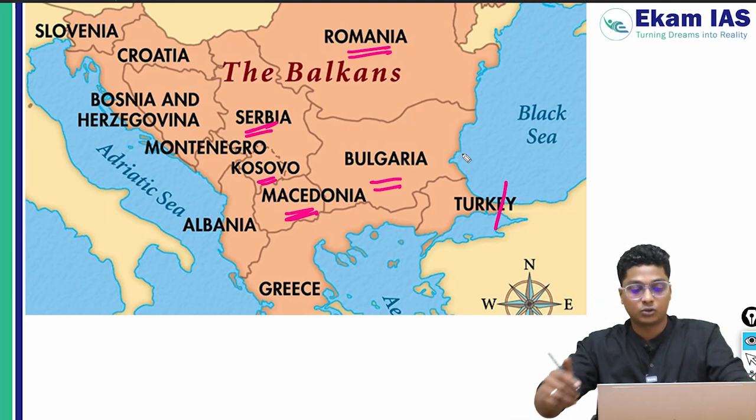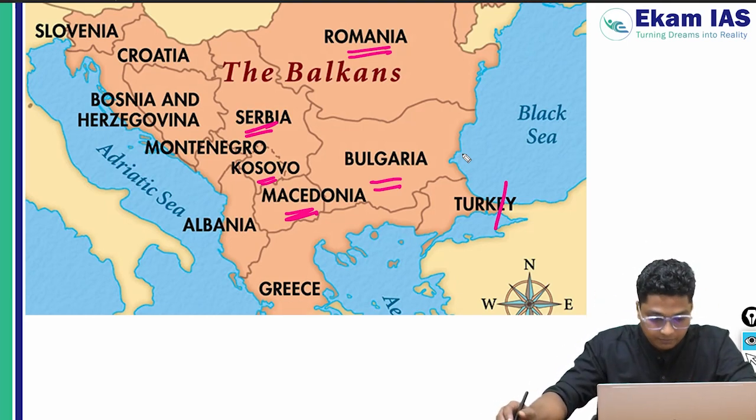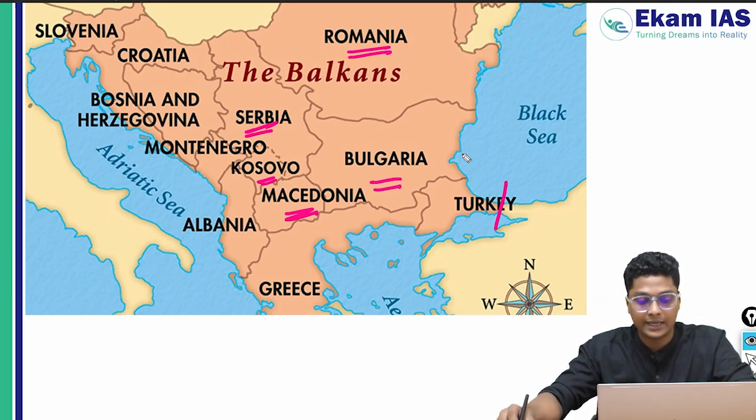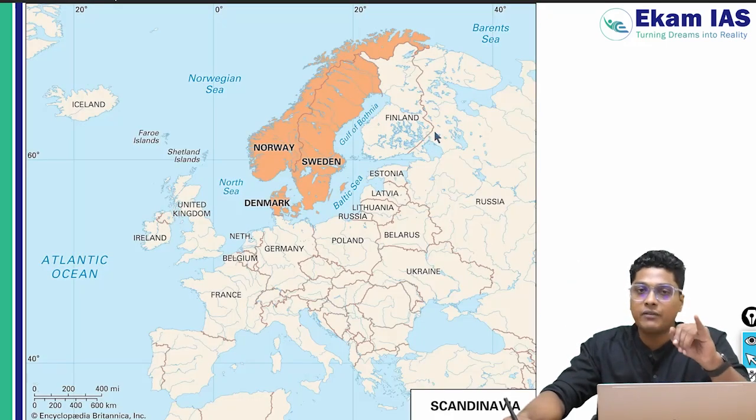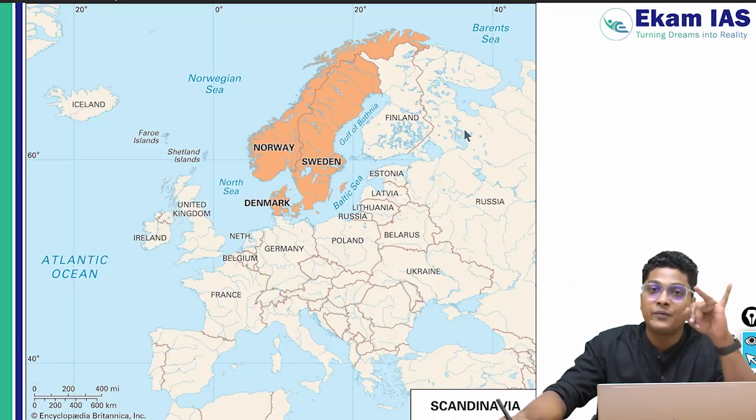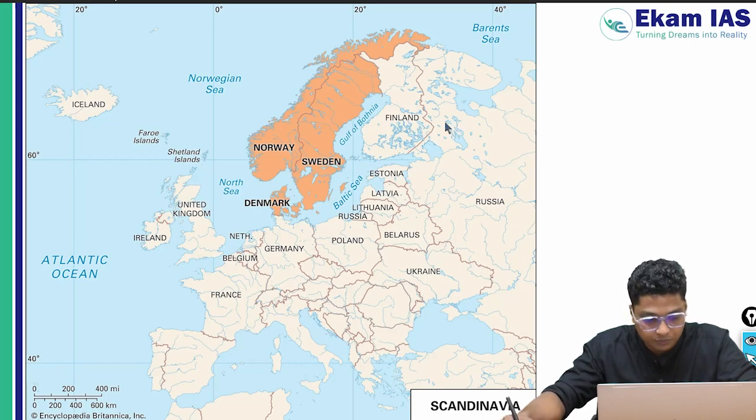So all these countries together we call them the Balkan nations, right? So we have seen Scandinavian countries, Nordic countries, and we have seen Balkan nations also.